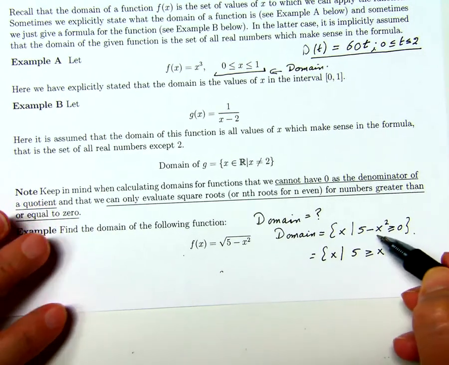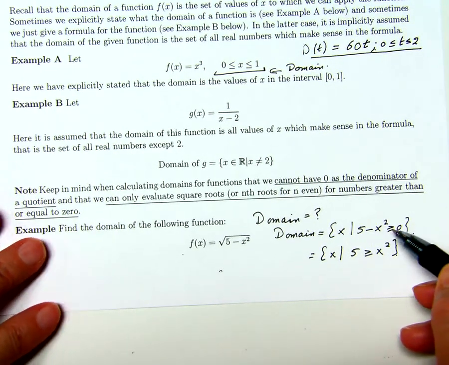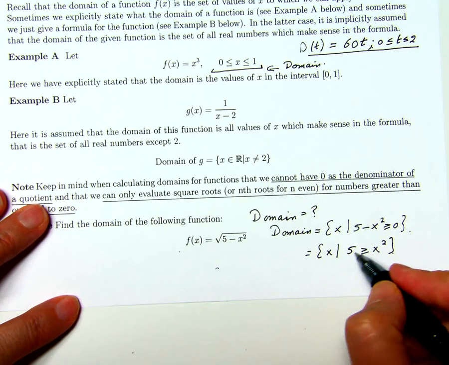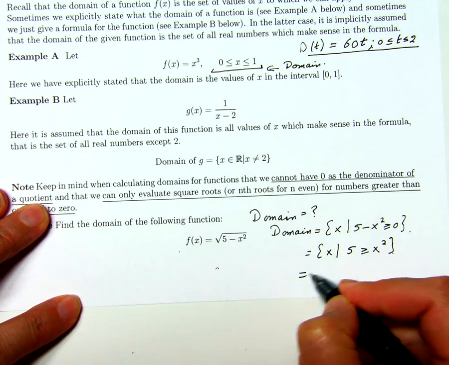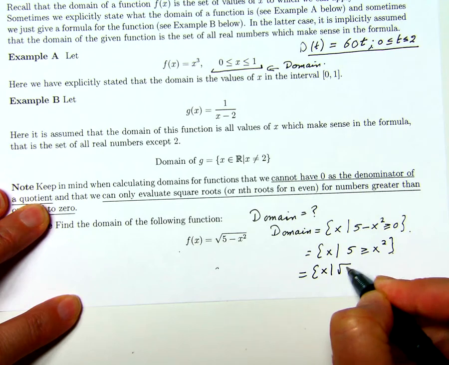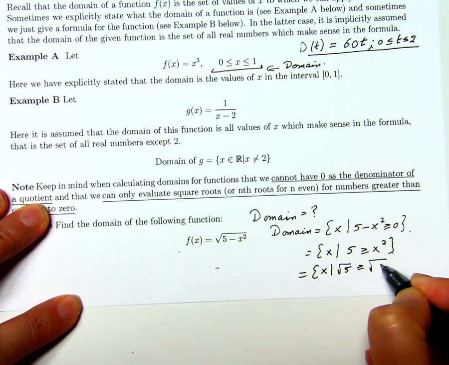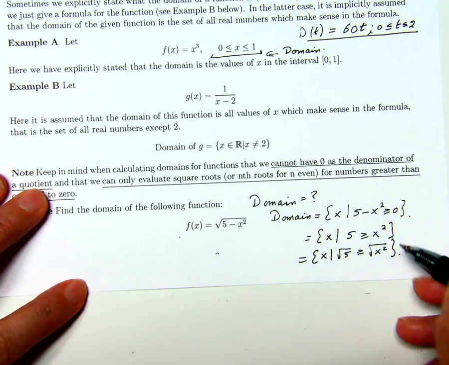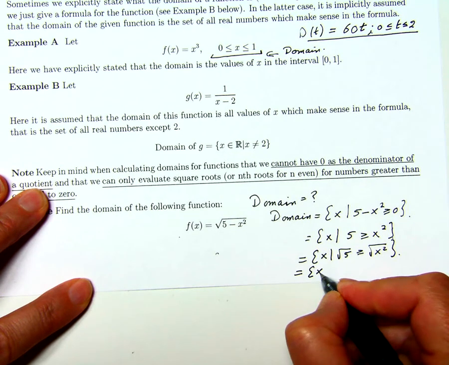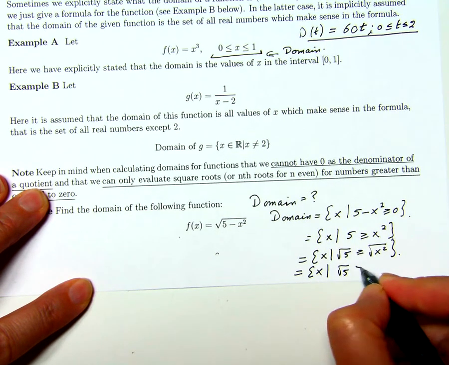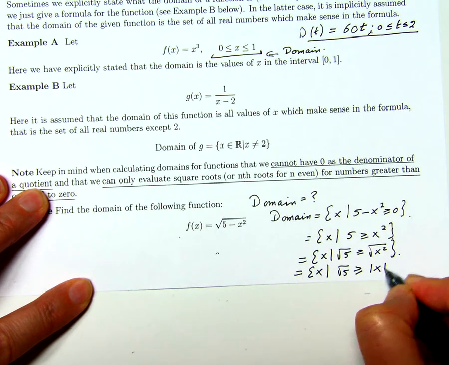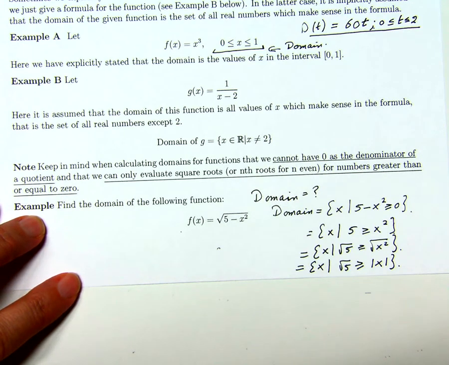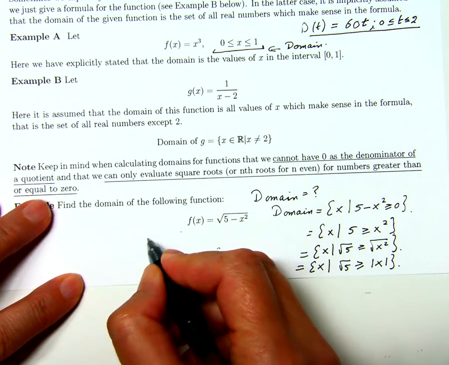Now you can look at this 5 minus x squared as a quadratic and factor it and use a number line to figure out where this is true. I can also take the square root of both sides, and remember that that sometimes loses a little information for us, but in this case we can maintain the information because the square root of x squared is the absolute value of x. So this is x so that the square root of 5 is greater than or equal to the absolute value of x, or the absolute value of x is less than or equal to the square root of 5.